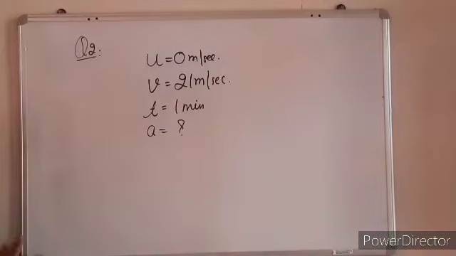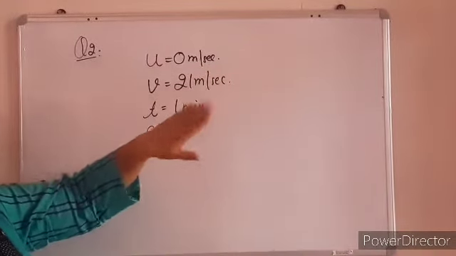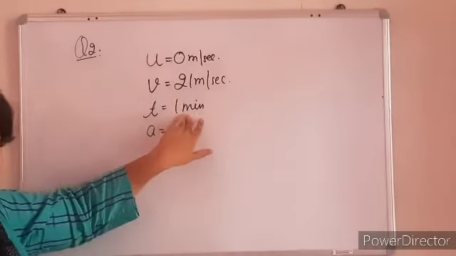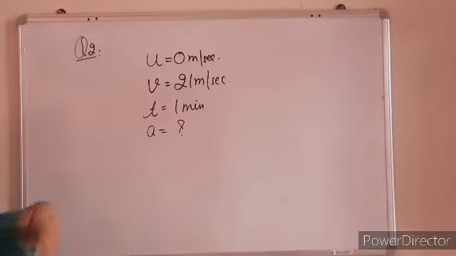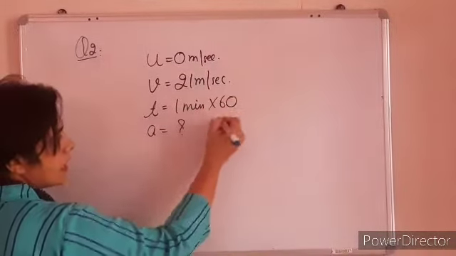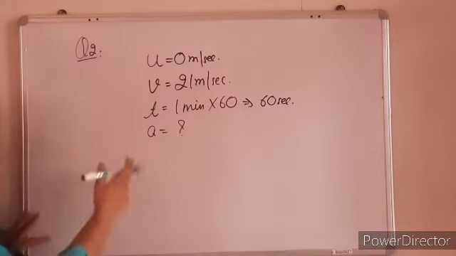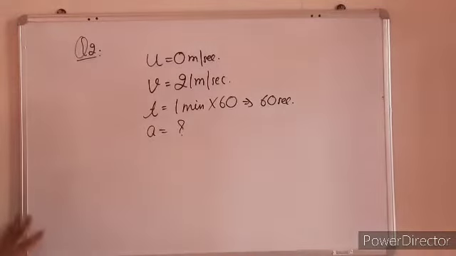So the givens are written, now is the time to check conversion. If any conversion is needed: velocity is in meter per second, but time is not in seconds, it is in minutes. So we have to convert it into seconds by multiplying it with 60. So that is 60 seconds. And acceleration we have to find out.